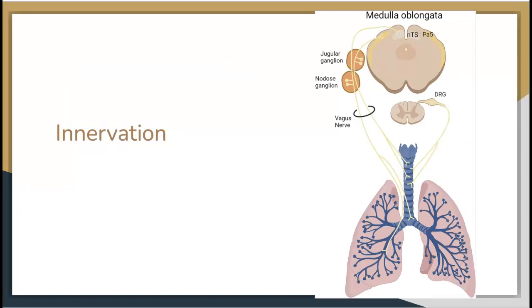The phrenic nerves come from the C3, 4, and 5 cervical nerve roots. It innervates the fibrous pericardium, portions of the visceral pleura, and the diaphragm.